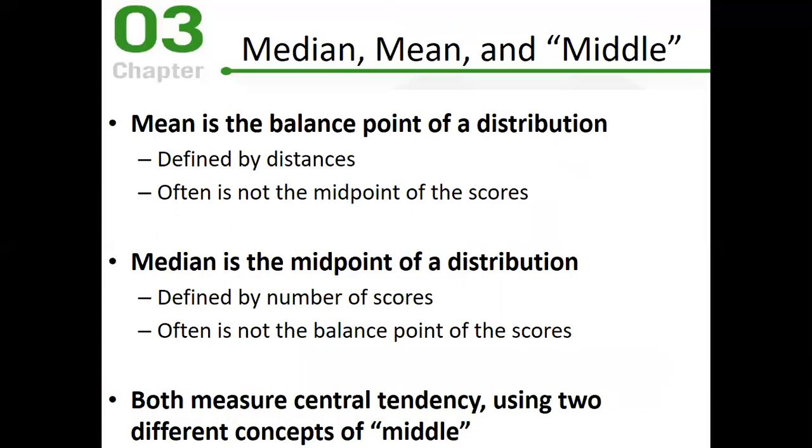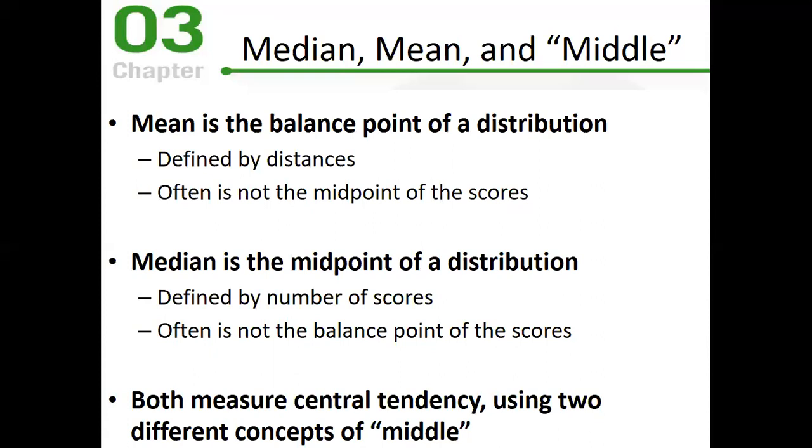The mean is the balance point of a distribution. It's based on distances. The median, in contrast, is the midpoint of a distribution. It is defined by the number of scores. Both of these measures of central tendency use 2 different concepts of the middle to describe the data.